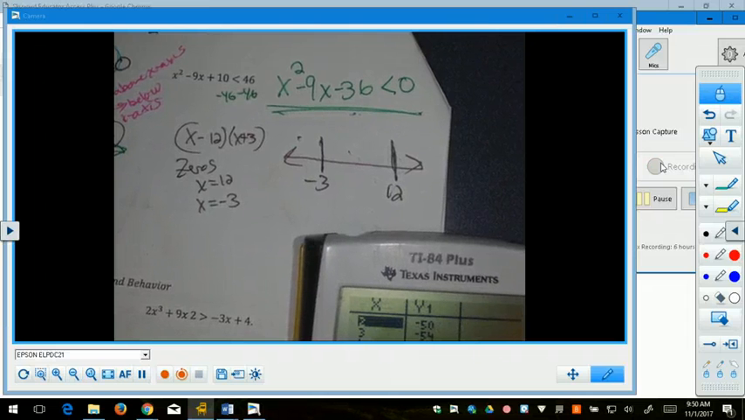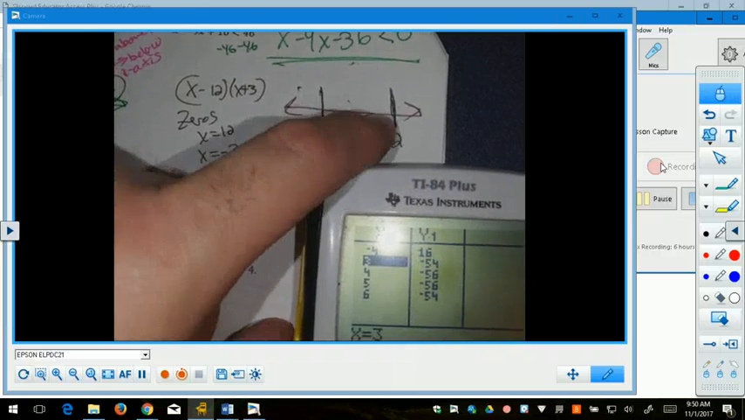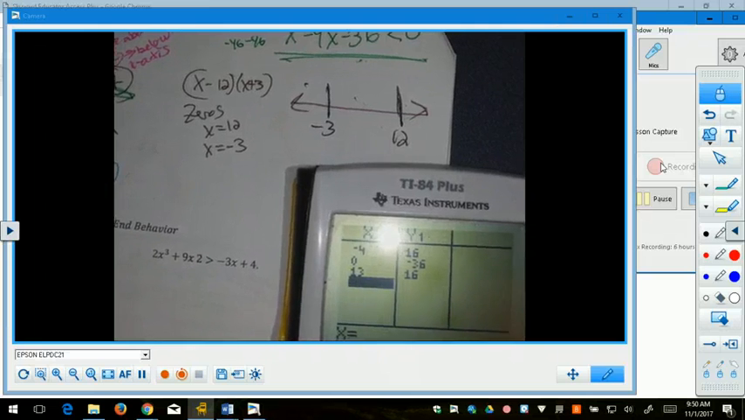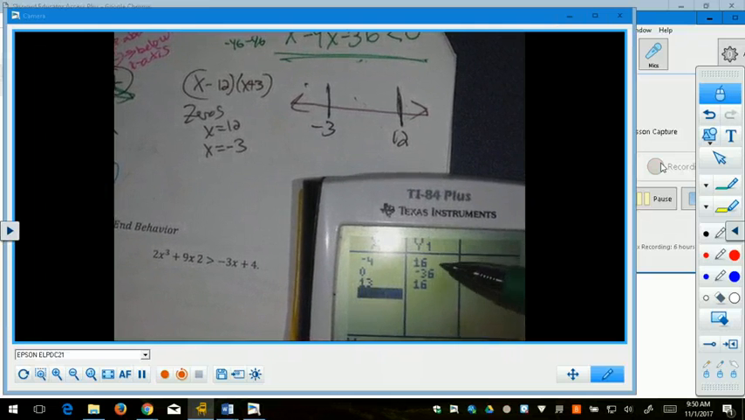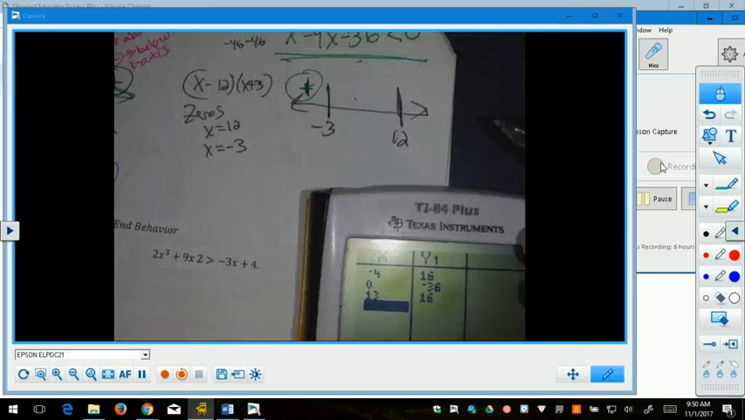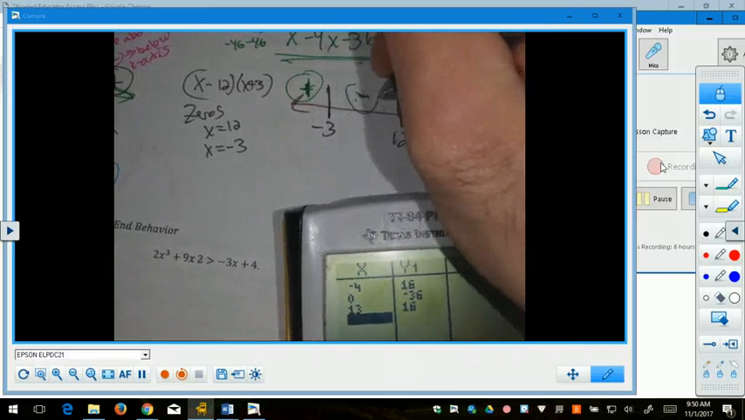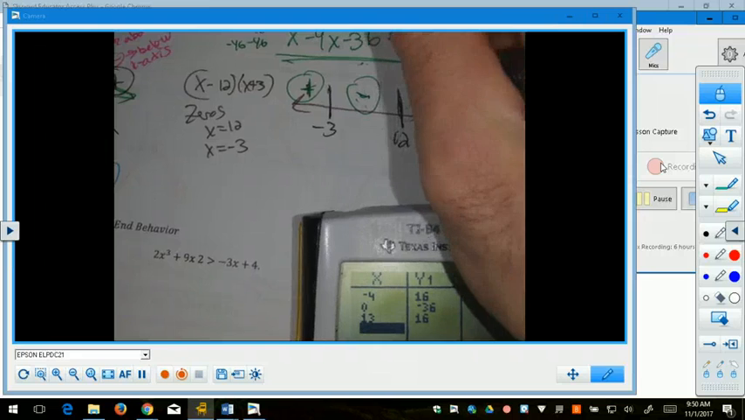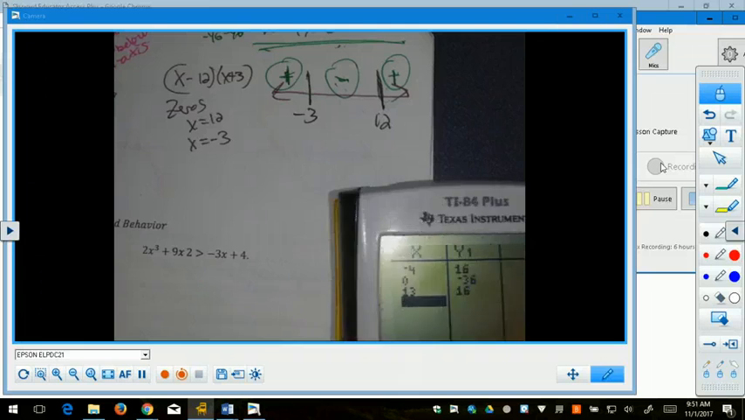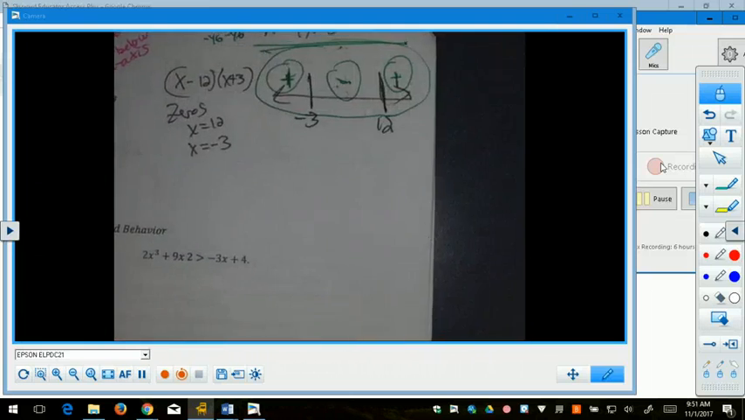And I go to my table and I plug in a number to the left of this. For me, I'm choosing negative 4. Between negative 3 and 12, I'm going to pick 0. And to the right of 12, I'm going to pick 13. And sure enough, to the left, I get a positive number. So I put a plus sign on my sign chart. And a negative number between the negative 3 and 12. And a positive number to the right of 12. Any questions on how to make your sign chart? So that's part of our evidence right there, our sign chart.